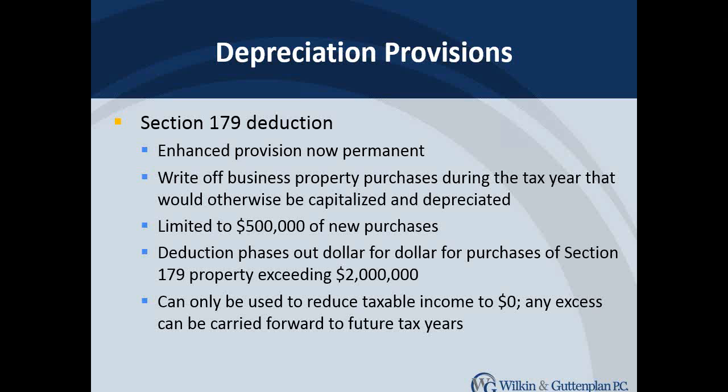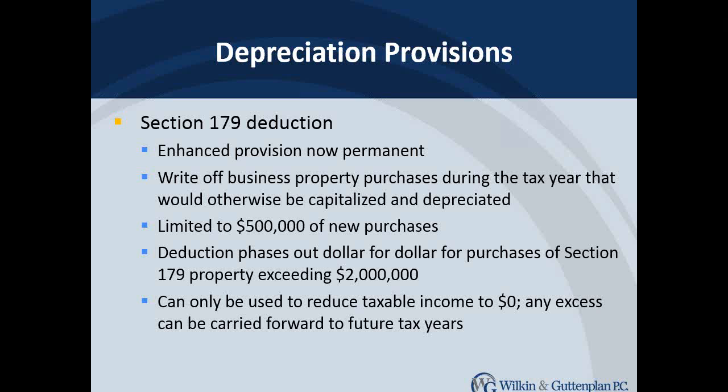The first one is that if you place more than $2 million of property in service during the taxable year, your deduction, that maximum of $500,000, is going to be phased out. So you can claim an expense of up to $500,000 in a year as long as your total qualifying purchases placed in service don't exceed $2 million. The second limitation deals with taxable income.